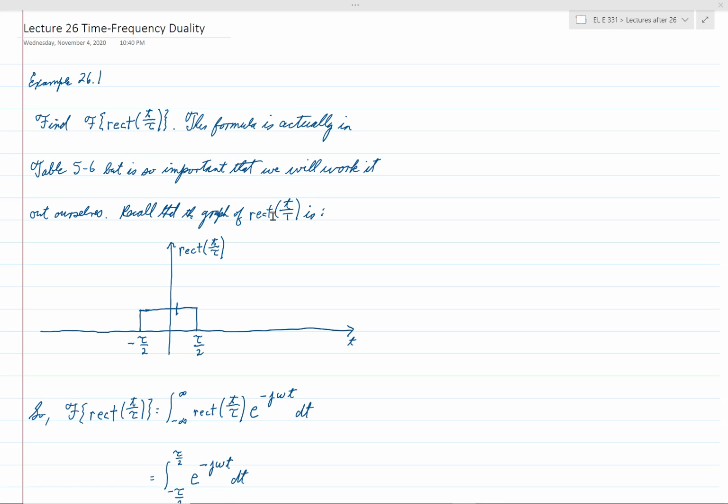Now actually the formula for the Fourier transform of this function is already in table 5-6, but this is a particularly important one, and so I want to work through it ourselves and then introduce some ideas to you that might be new.